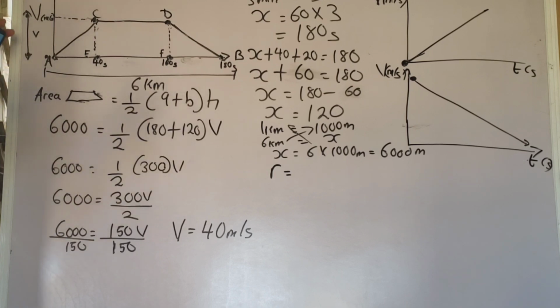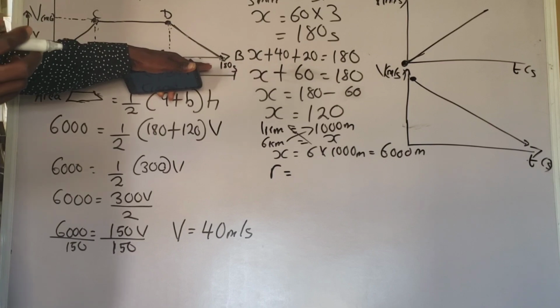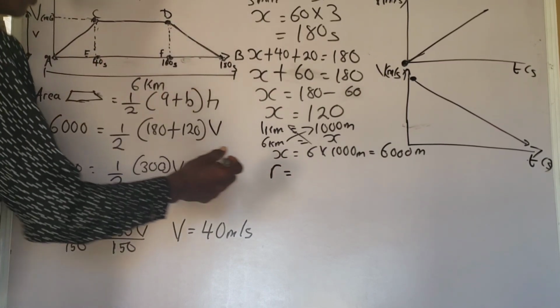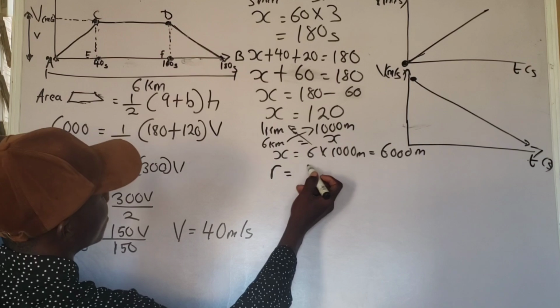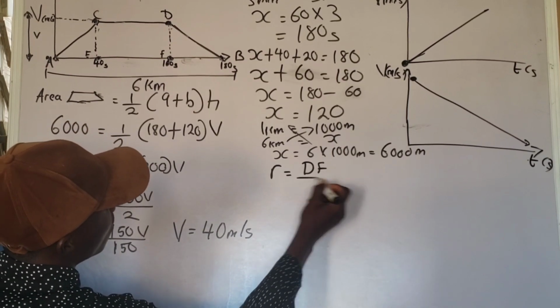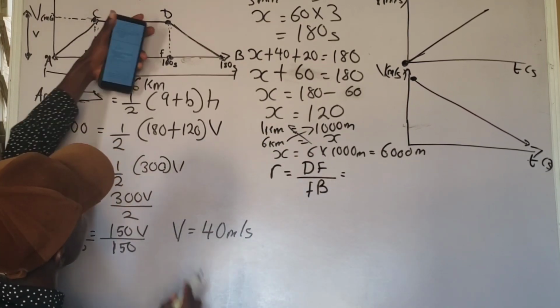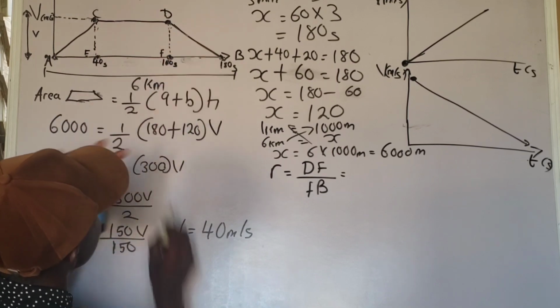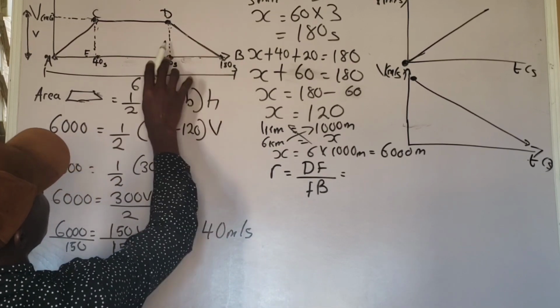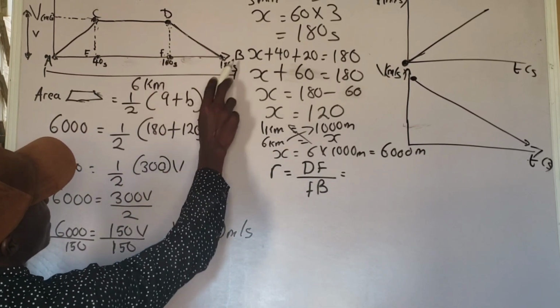You understand? And the slope is calculated by taking the difference, rise over run, that is change in V all over change in the distance at which the car used to retard. You understand? So for this, the retardation will be DE, that is DF all over FB. You understand? I represent this point as F, this point as B and this point as D. So DF is the distance between this point and this point, and FB is the distance between this point and this point.